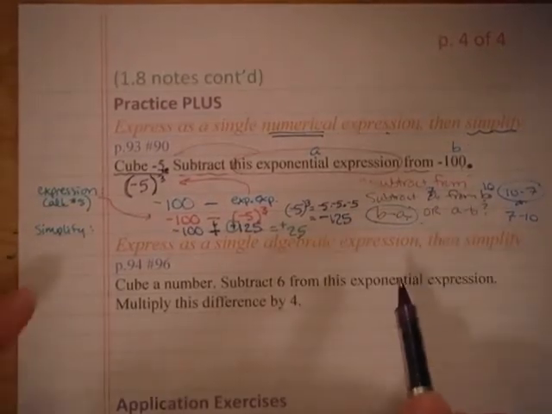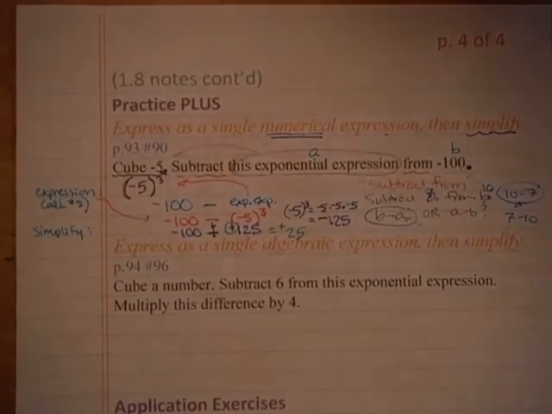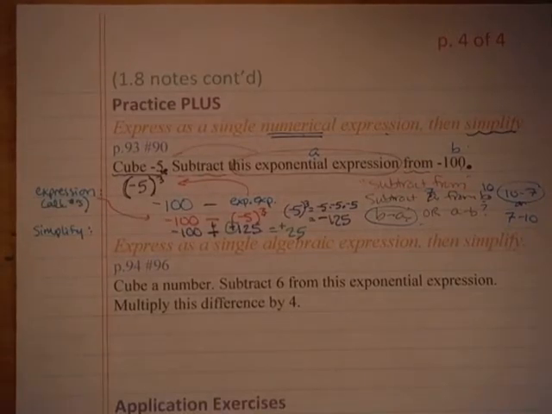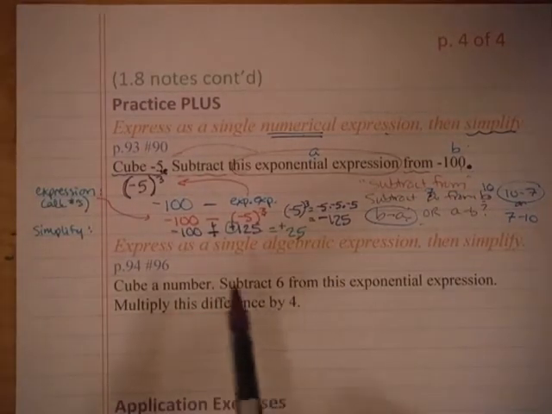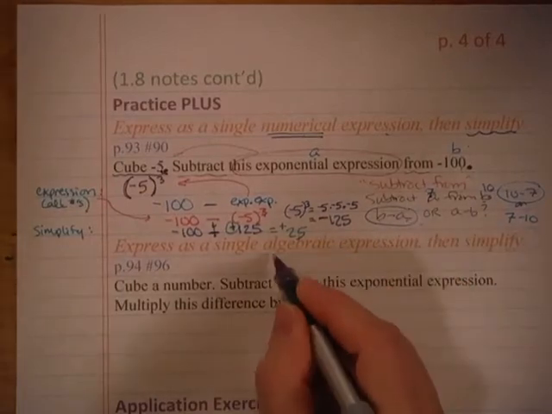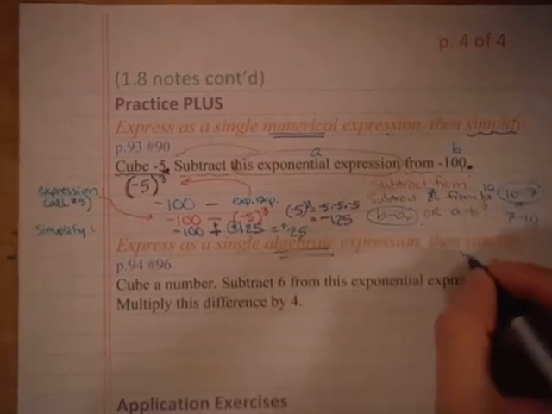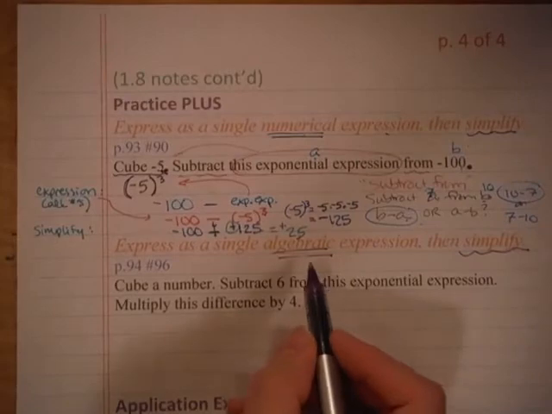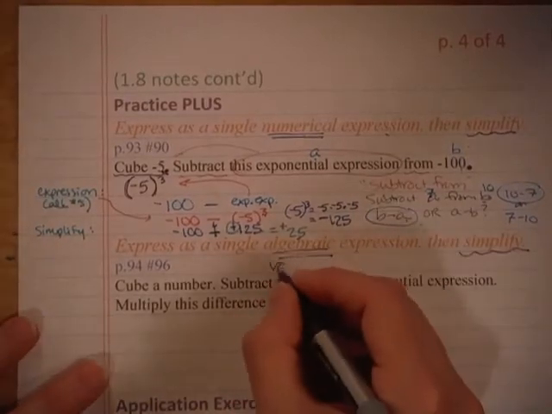Alright, then let's see, how am I doing on screen space? Yep, I have room to do number 96 as well. Express as a single algebraic expression, then simplify. Okay, now the game has changed a little bit. Now I can expect variables to show up.